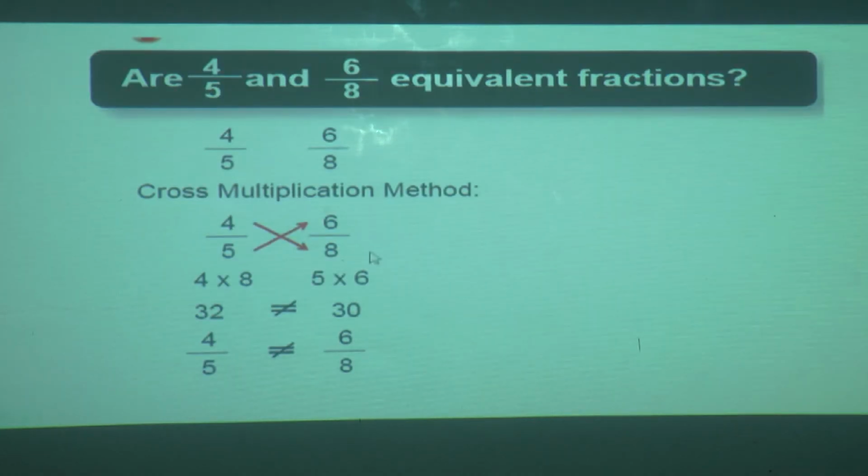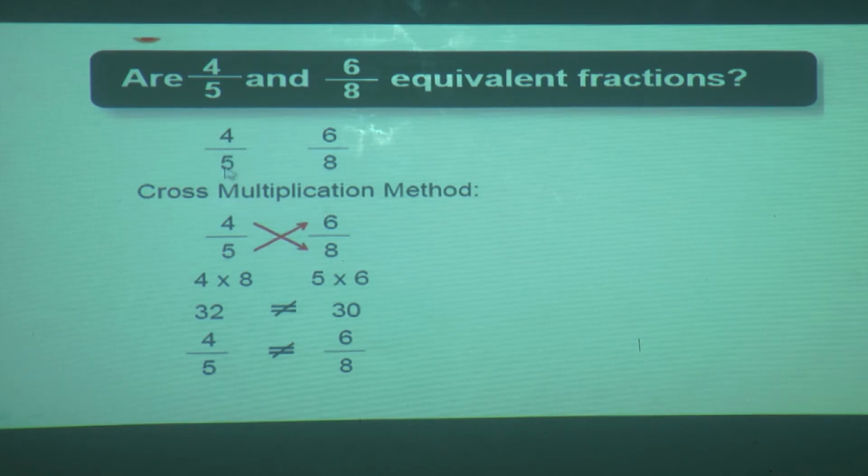Now we will see whether 4 upon 5 and 6 upon 8 are equivalent fractions or not. First we will write the fractions. Here we will do the cross multiplication method. That will be easier. In the previous class also you had done this cross multiplication method, so the same method we will use here.